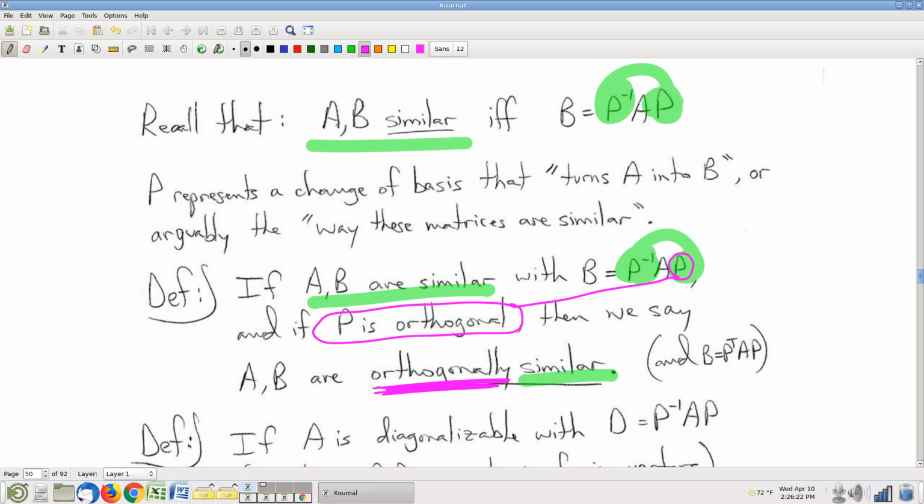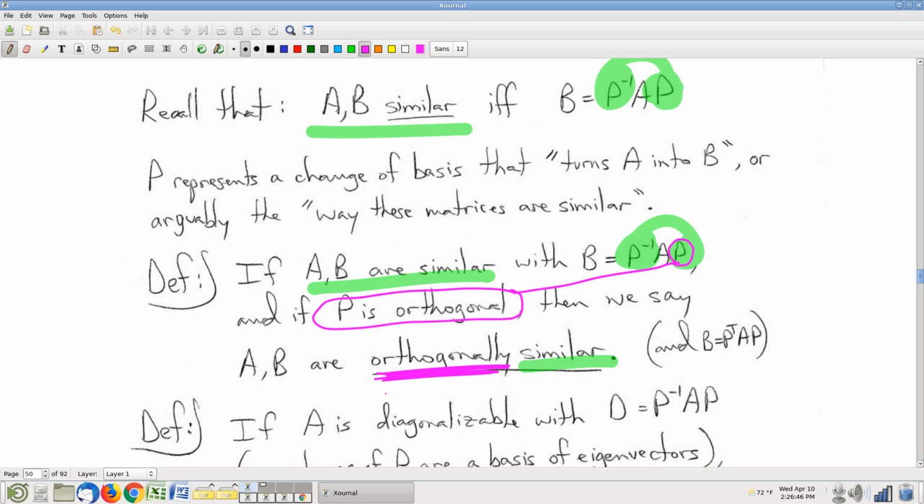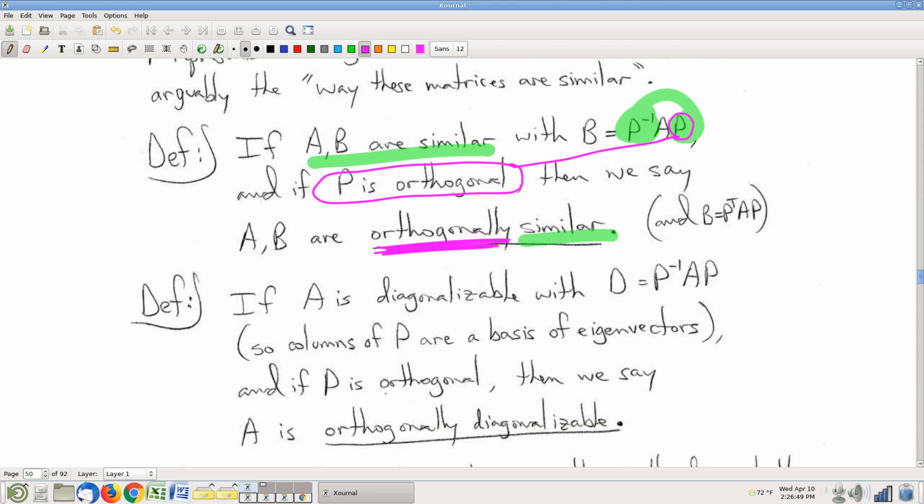The little pattern I want you to notice is that similarity means conjugation, and as a result, any feature of the conjugating matrix becomes an adverb modifying the nature of the similarity. So orthogonal P means that the matrices are orthogonally similar. Along those same lines, what does it mean for a matrix to be diagonalizable? Diagonalizable means conjugate to a diagonal matrix. So there's another conjugation, another similarity, to a diagonal matrix.